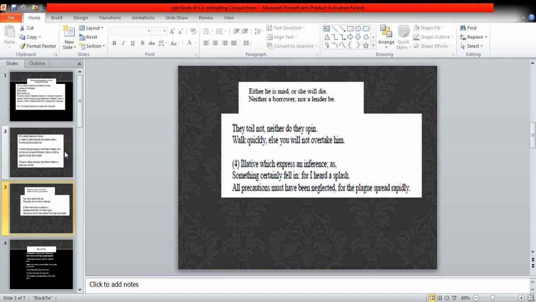Next example is: all precautions must have been neglected, for the plague spread rapidly. So whatever happened in the first statement, the result of that happening is there in the second statement, and "for" is acting as an illative conjunction.